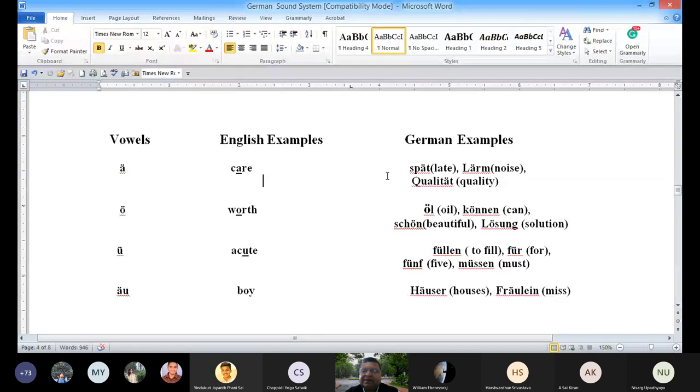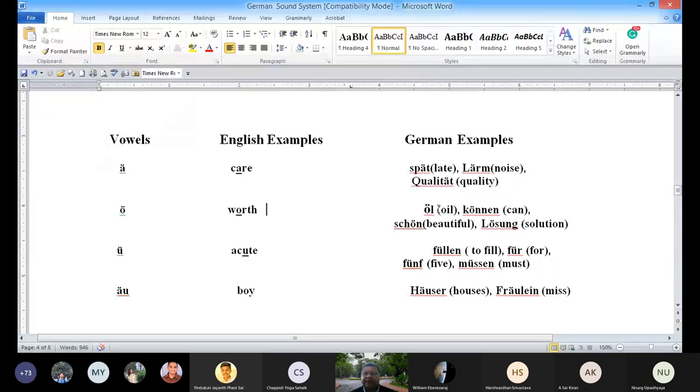Similarly, Lärm, Qualität, spät, Lärm, Qualität. Okay. Then we go to the next one, O umlaut. It is somewhat like Wort, but is not exactly 100% the same. So you should try to pronounce O and E.